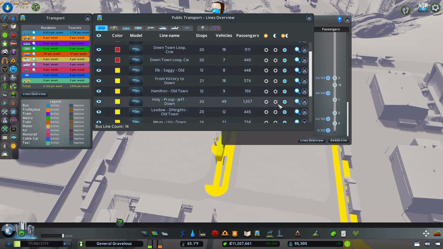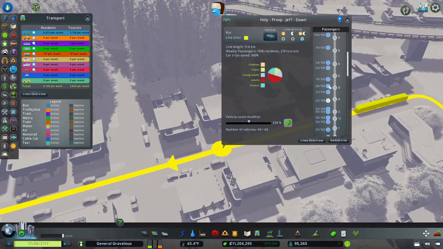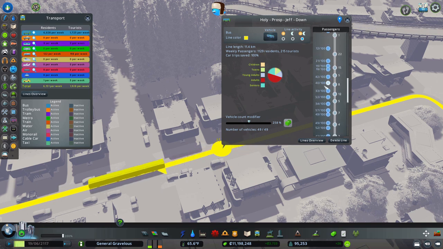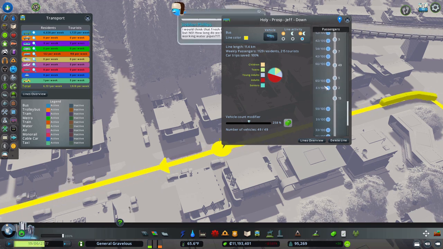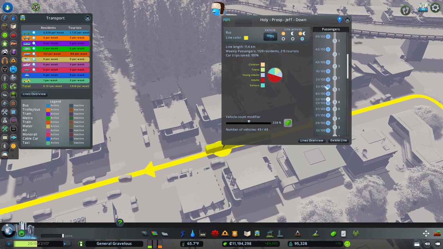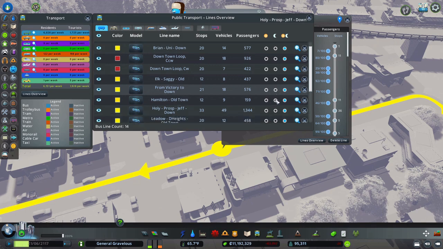And this is the line that I was talking about. It used to be hundreds. It was probably more than 1,000 at first. Now it seems to be working perfectly at the moment with almost 50 vehicles, so that's huge. And it's well over 1,000 passengers per week, I think.